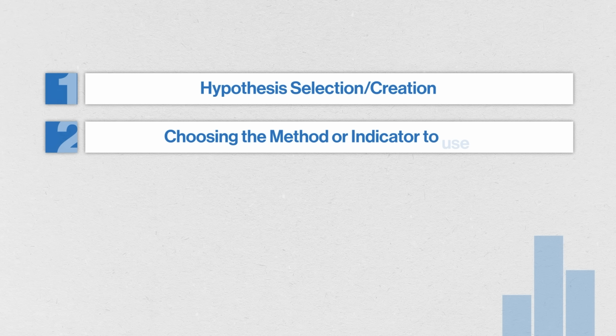Second, choosing the method or the indicator to use. To create a trend following strategy or to generate trend following signals, you need a method. Two methods we've spoken about in the past are moving averages and using a breakout indicator like Supertrend.